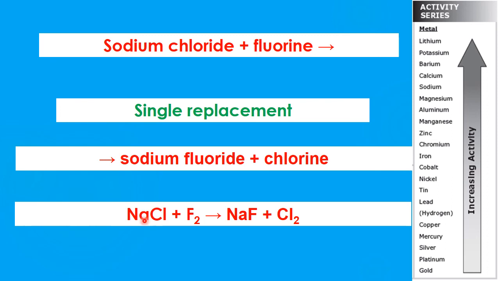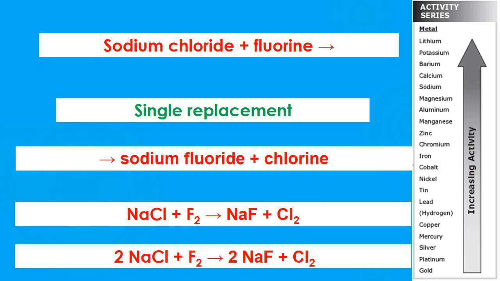So we have our skeleton equation, sodium chloride plus fluorine gas to give us our sodium fluoride and chlorine gas. But we realize our equation is not balanced because we have two chlorine atoms here, and we have one on the left. So we have to balance these off. Okay, so you go ahead and you balance off your equation, and this will be a balanced equation.